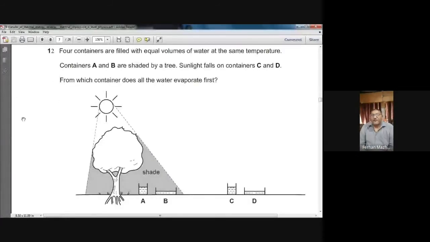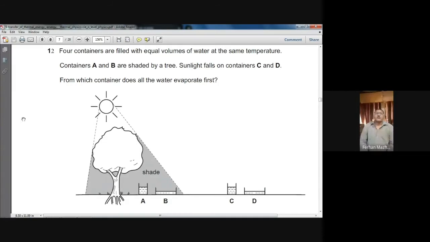Four containers are filled with equal volume of water at the same temperature. Containers A and B are shaded by a tree. Sunlight falls on containers C and D. From which container does all the water evaporate first? The evaporation rate will be faster in the container whose surface area is larger, plus the container which is in the direct sunshine.